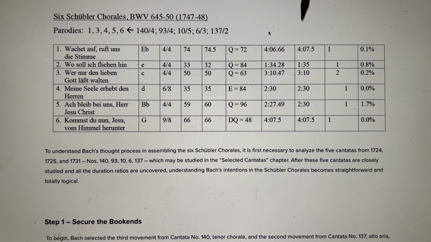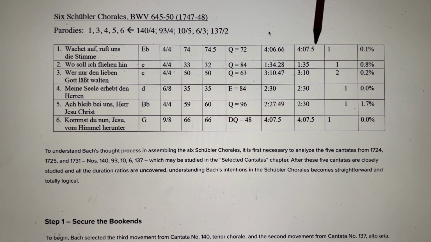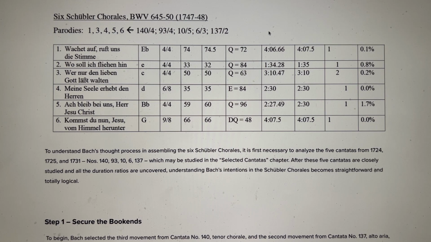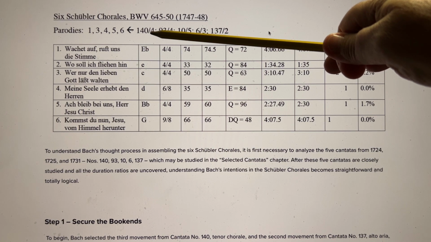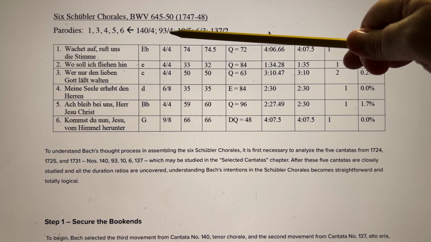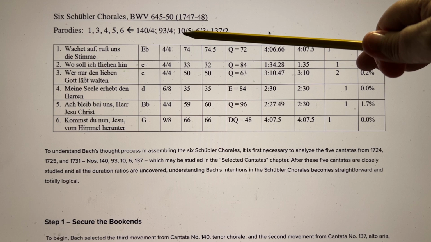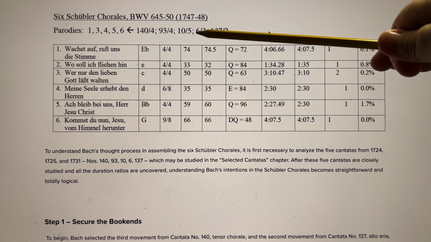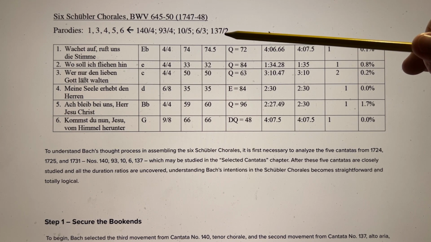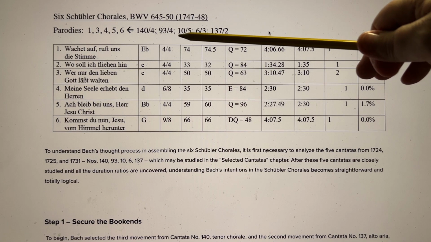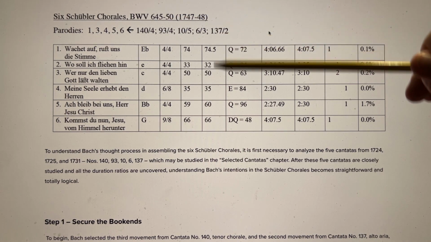So Bach regarded these really highly, and I'm going to explain how he assembled these, because he didn't really compose them from scratch, but he assembled them from previously composed cantatas. So cantata number 140, movement 4, cantata number 93, movement 4, cantata number 10, movement 5, cantata number 6, movement 3, and cantata 137, movement 2. These were all the sources that Bach used for his Schübler chorales.